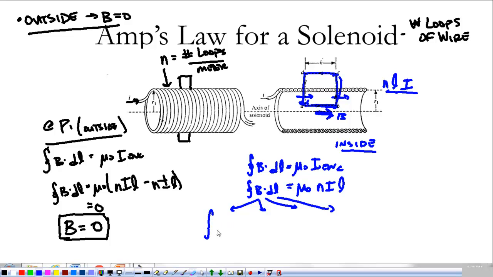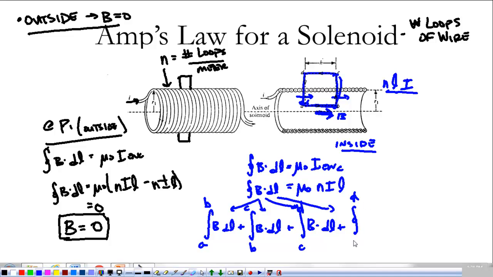So the first one is going to be from A to B of B dot dl. The next one is going to be from B to C of B dot dl. The next one is going to be from C to D of the magnetic field dotted with dl, and the fourth one is going to be from D to A of B dot dl, and that's equal to mu 0 times N times the current in the wire times the length that we're enclosing.